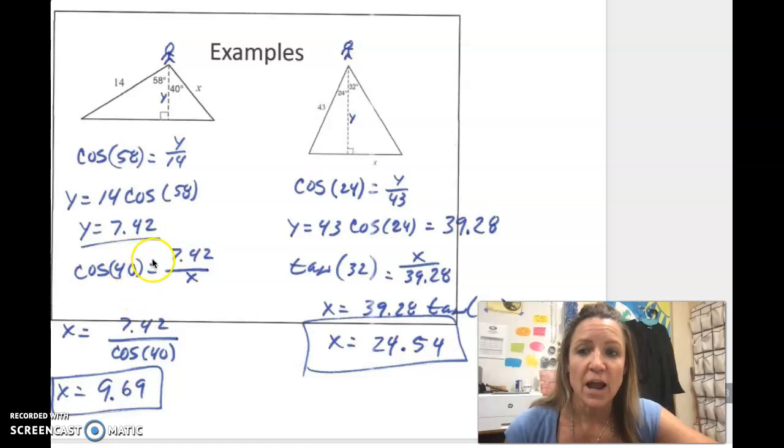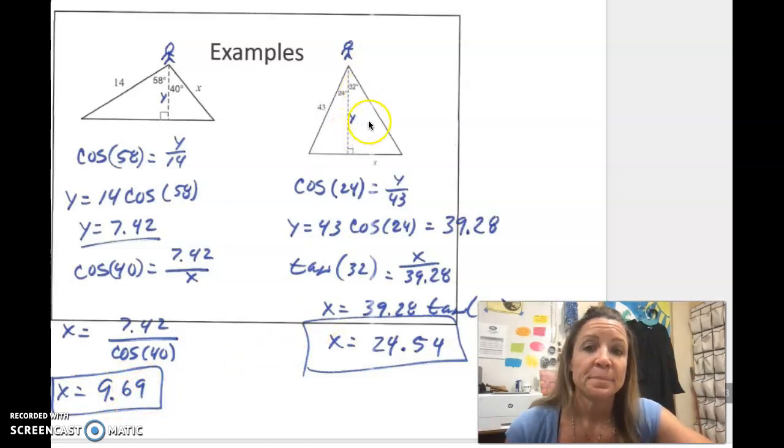Now let's solve for x. Okay, so x is over here. Once you've solved for that 7.42 side, you're going to use that as your adjacent for the next setup to solve for this x over here, which is the hypotenuse. So we've got adjacent and hypotenuse, which is another cosine. So the cosine of 40 is the adjacent, which we just calculated, 7.42, over the hypotenuse. Set up your proportion, do the cross product, and you get a side of 9.69.